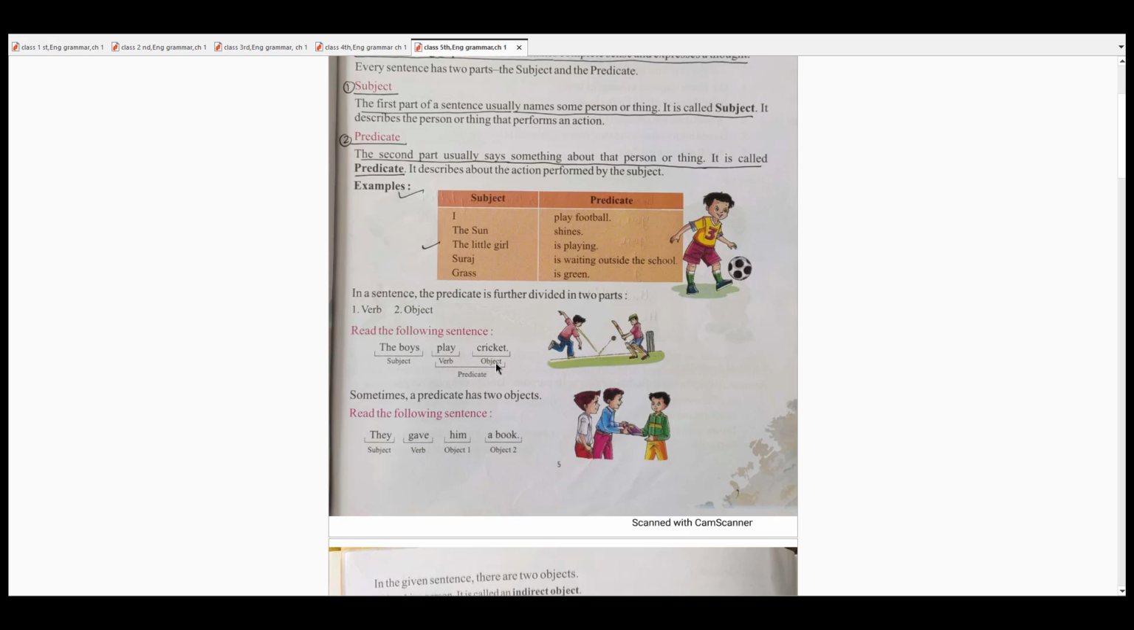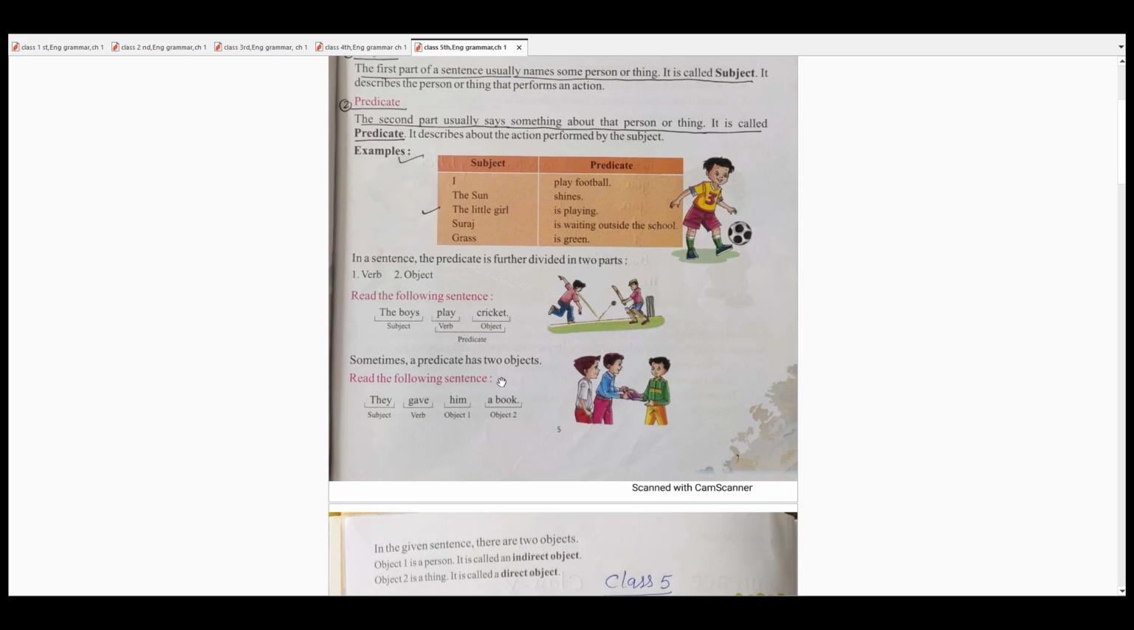Now predicate is further divided into two or three parts. I mean, there can be object 1, object 2 also. So generally, predicate is divided into verb and object. Verb is what are they doing? They are playing. Special word is playing. Therefore, verb is playing. The last thing is what are they playing? They are playing cricket. Therefore, object is cricket.